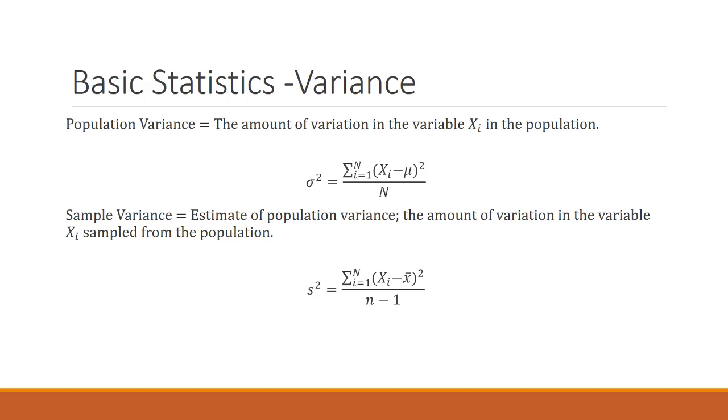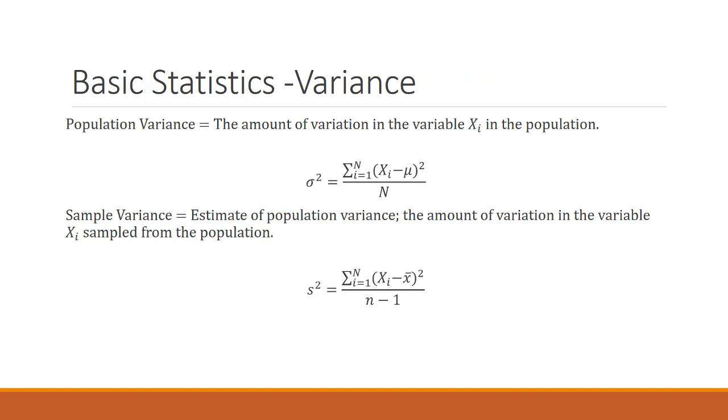There's the population variance. This is the amount of variation in the variable xi in the population. It's measured this way: you take each individual observation of x, subtract the mean, square it, and then sum it all up and divide by n. But, as is typical, we don't have the population variance, so we need to estimate it, and we estimate it using the sample variance, which is basically the same thing as the population variance, but uses the sample mean instead of the population mean, and it's divided by the sample size minus 1.